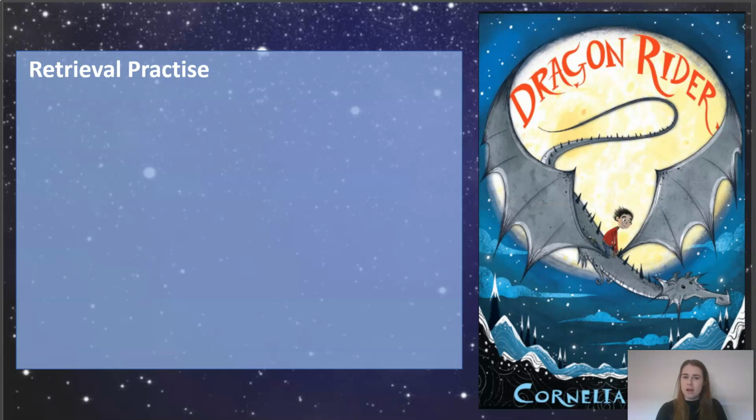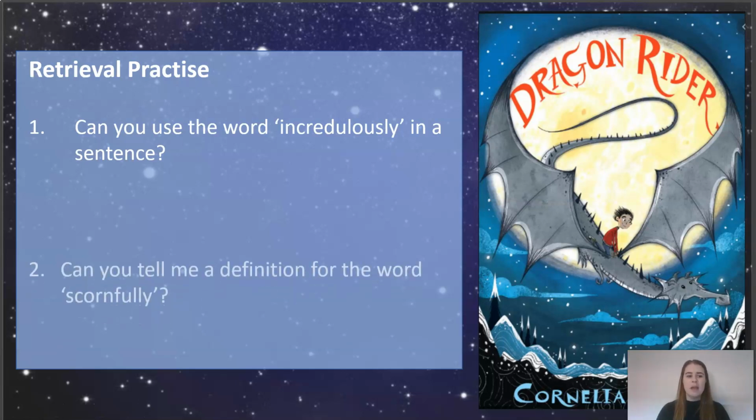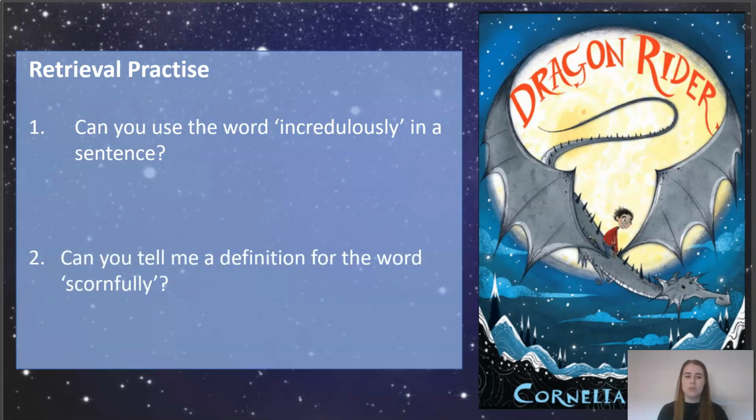Now before we start and look at our skills for today, we are going to do some retrieval practice. This is going to require you to remember some of the vocabulary that you've learnt in this book so far. So your first question I would like you to have a go at is, can you use the word incredulously in a sentence? And can you tell me a definition for the word scornfully? Okay, so pause the video and jot down your answers.